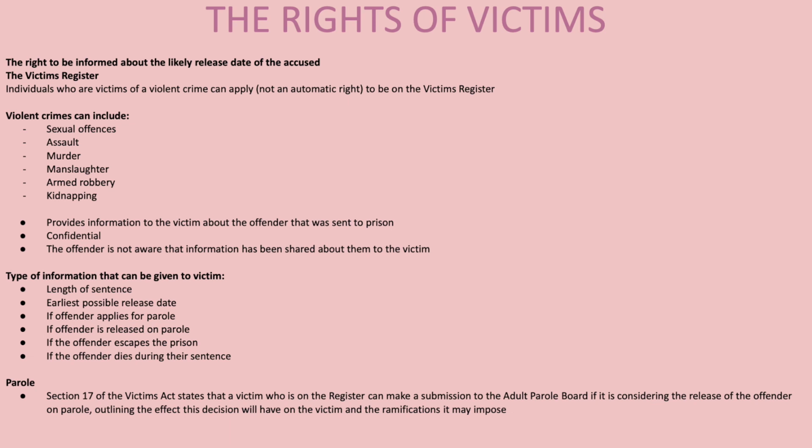Section 17 of the Victims Act states that a victim who is on the register can make a submission to the Adult Parole Board if it is considering the release of the offender on parole, outlining the effect that this decision will have on the victim and the ramifications it may impose.